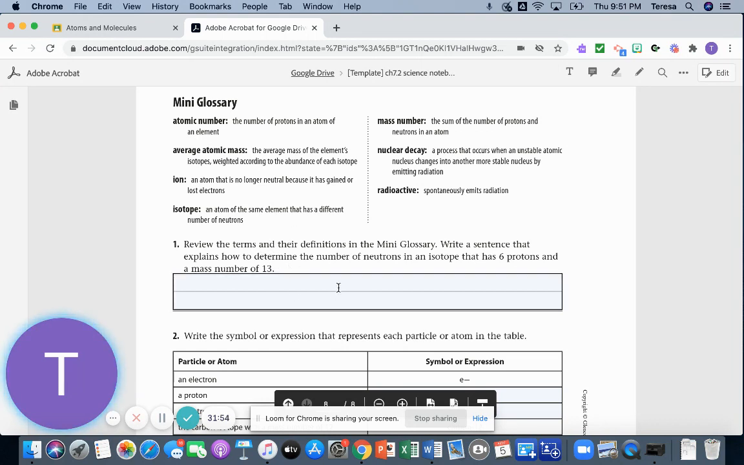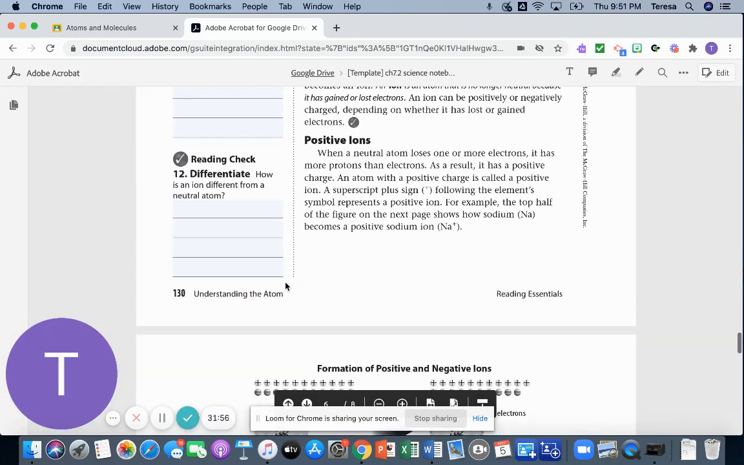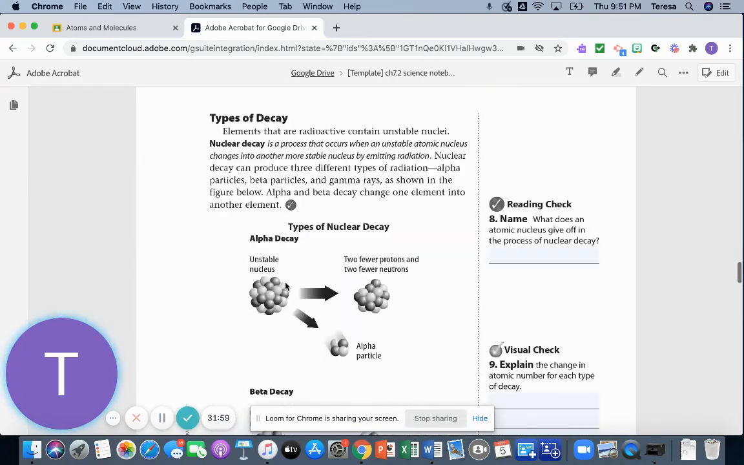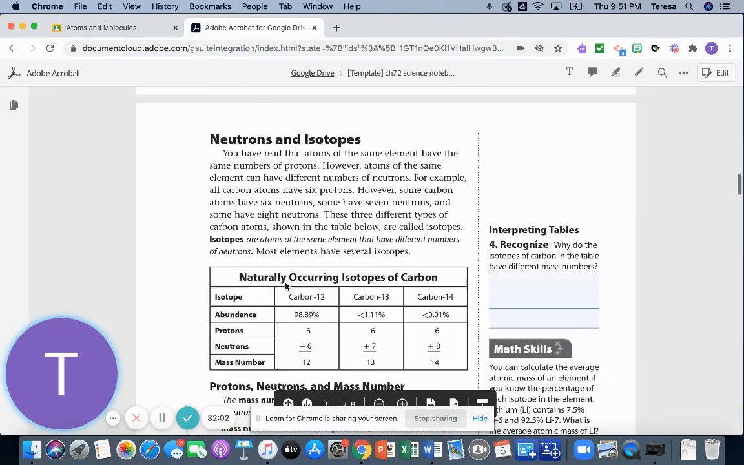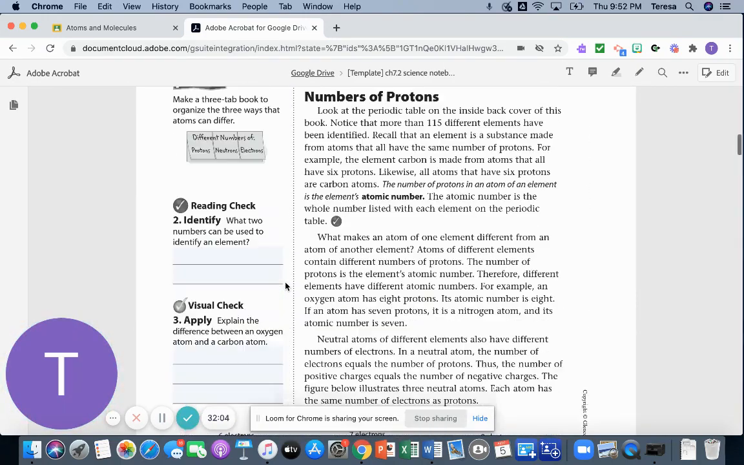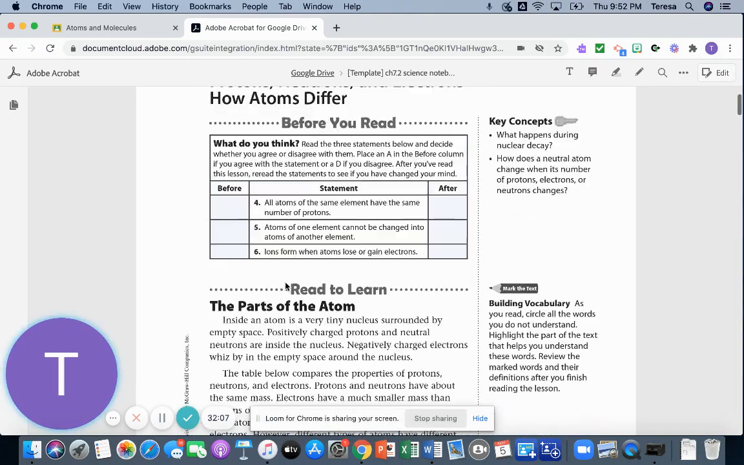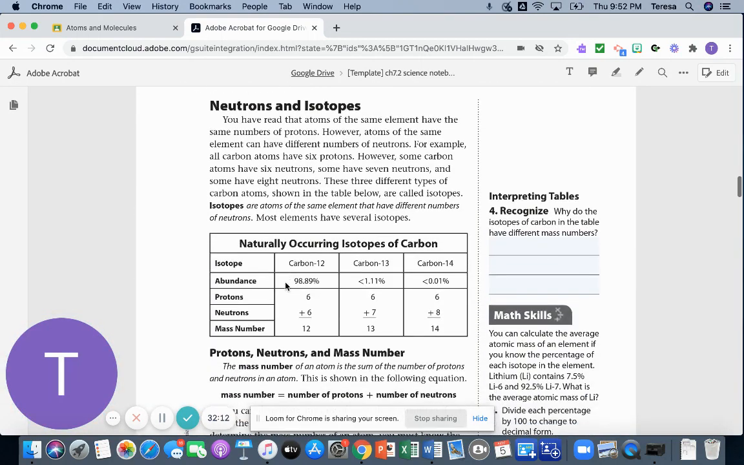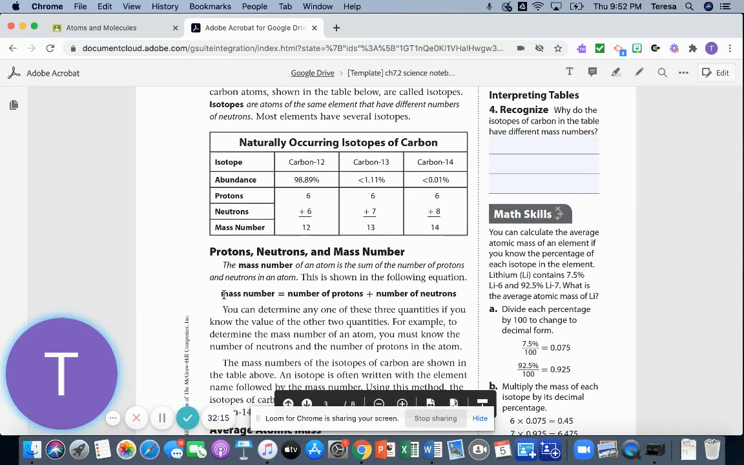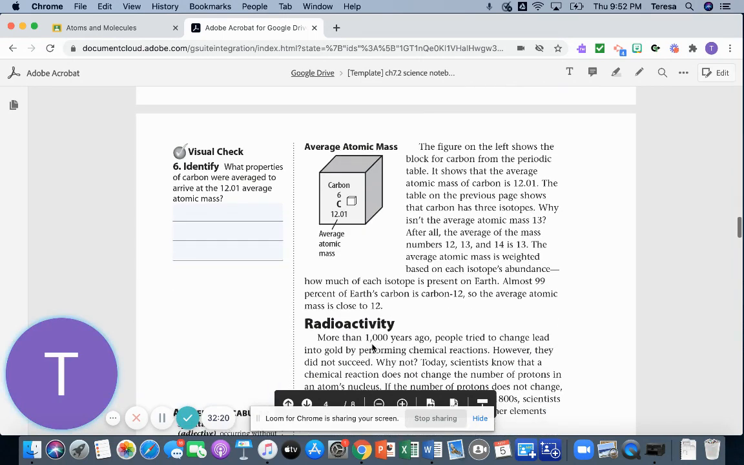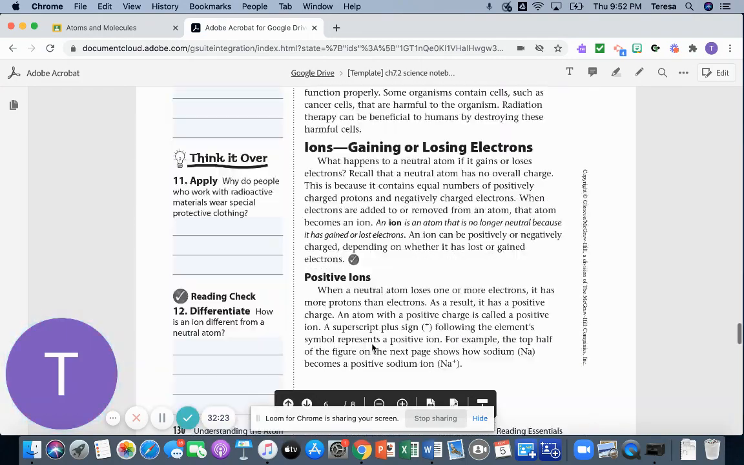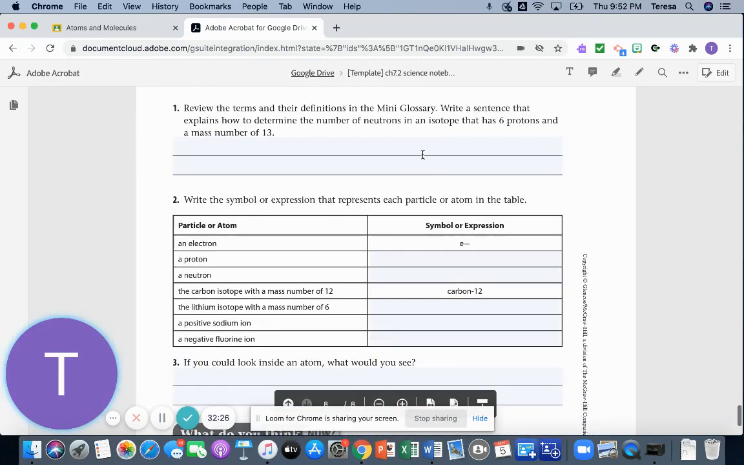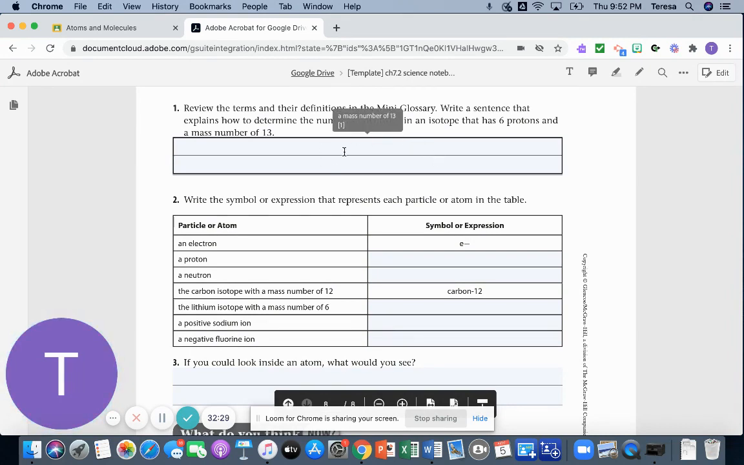Okay, so you're going to write a sentence that explains it. I'm going to come back up and show you that it is related to the equation that we saw way up here at the beginning. We talked about atomic number, number of neutrons, isotope, and right here, this equation: mass number equals number of protons plus number of neutrons. So you're using that equation, plugging in the information in this question, and writing it out in a sentence, how you would find the number of neutrons.